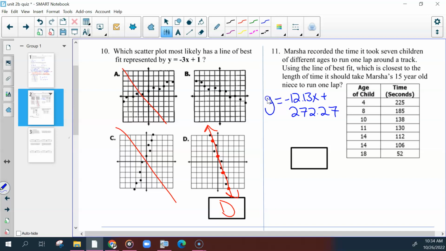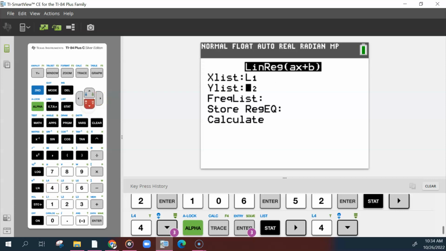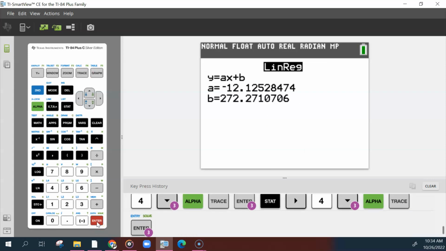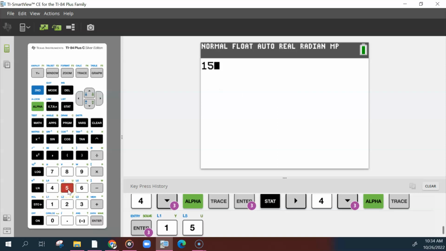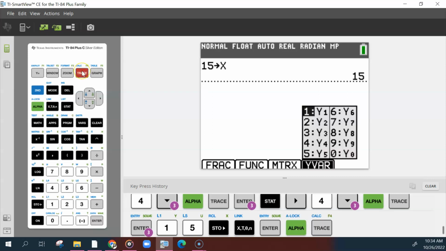So sit up, come back on yourself and read that. After you have your equation, it's asking about a 15-year-old and looking for length of time. So it's asking for y, and you're given x. So this would be your step three. You are already on that screen, so I'm just going to redo that. From this screen, you would type in 15, STO, X, enter. And then grab your equation from AlphaTrace.